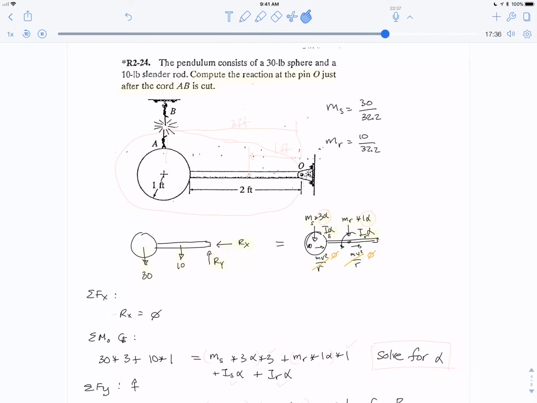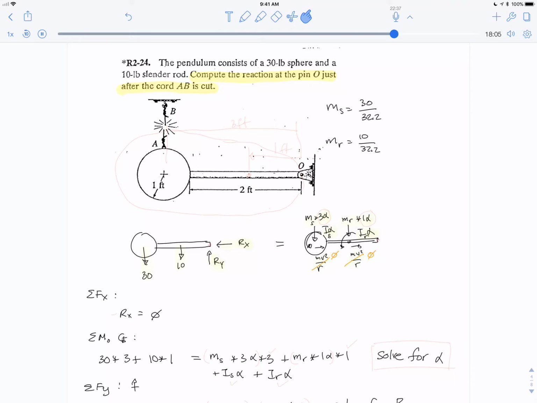So when I first looked at this picture, I thought, oh good, an energy problem. You're going to snap that string, it'll swing down to the bottom, find out what the velocity is at the bottom. But then I read it more carefully. The problem says, compute the reaction at the pin O just after the cord AB is cut. So it's not swinging down. So what this means, it's an equation of motion problem again.